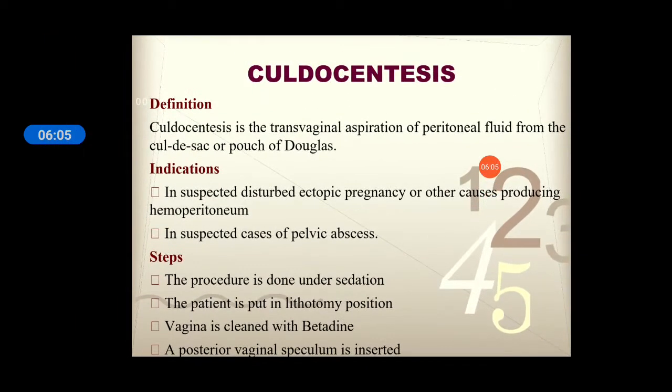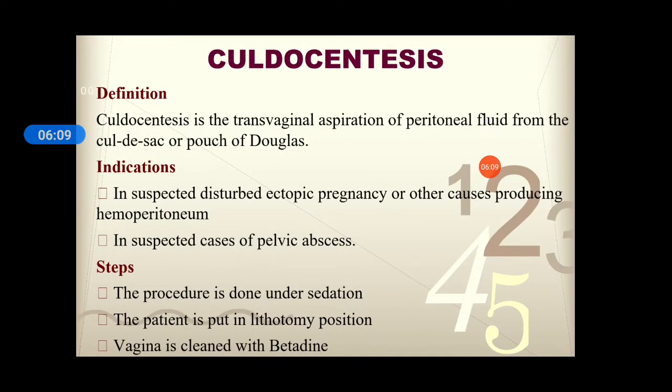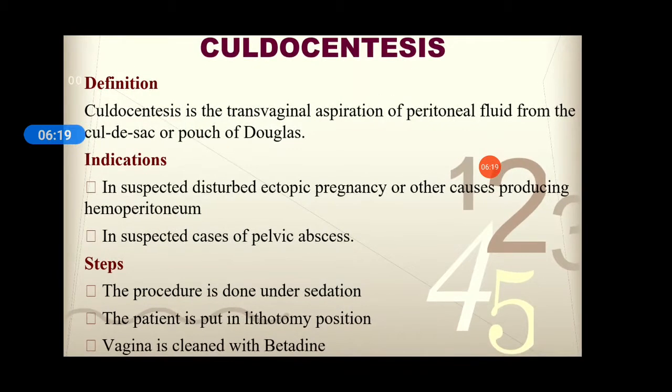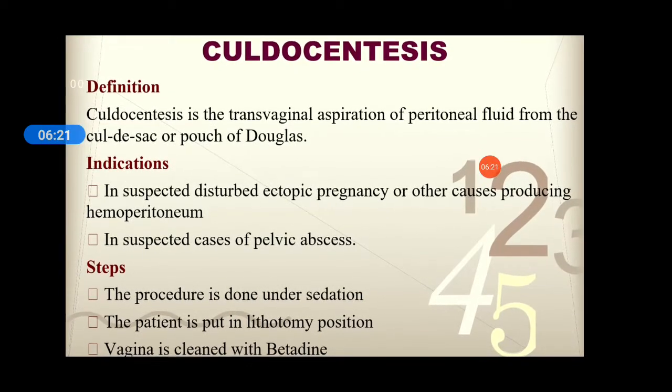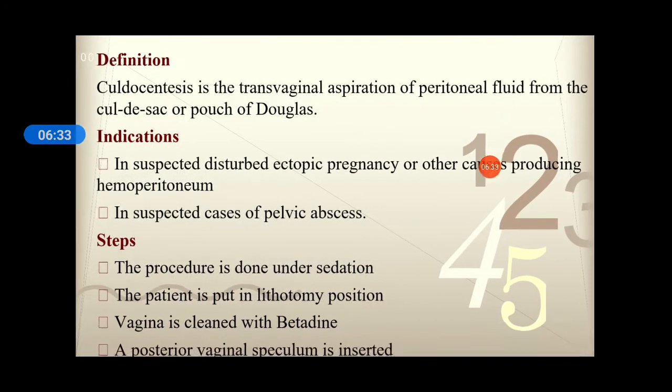Indication: in suspected disturbed ectopic pregnancy or other causes producing hemoperitoneum. Hemoperitoneum is nothing but the presence of blood inside the peritoneal cavity, or in cases of ectopic pregnancy which is disturbed. In such cases you can go for culdocentesis. Also in suspected cases of pelvic abscess, in cases of pelvic infection where there are chances of pelvic abscess, you can go for culdocentesis.